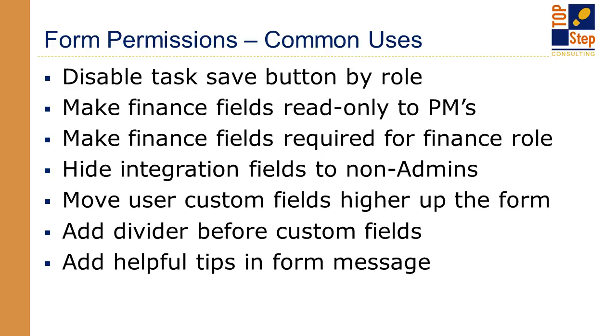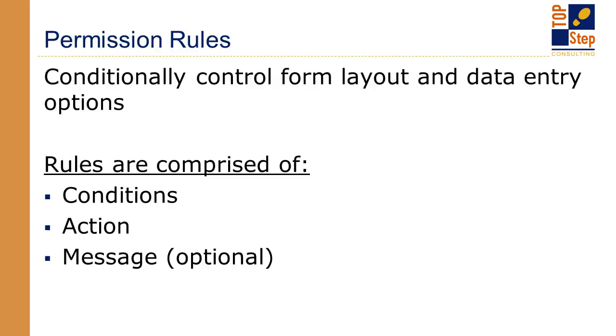So permission rules. This is a bit more complex way of controlling what happens on a form. These are conditional based on specific pieces of data on the form. And so what these allow you to do is say, if the form, for example, let's say we're modifying a project. If the project has this criteria, then I want to display these fields. If it has that criteria, then I want to hide those fields and display these others. And so this is something that gives you more control over the form based on actual data that's on the form entity itself.